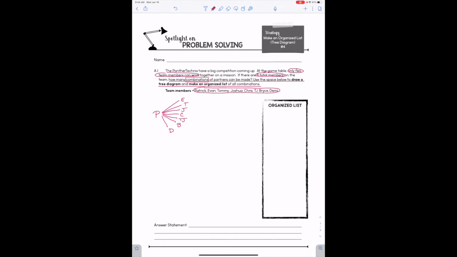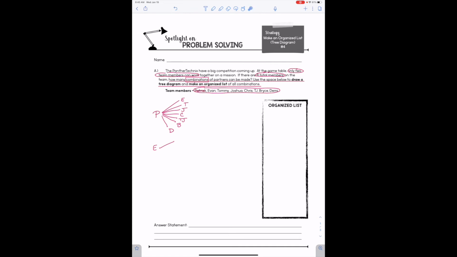Now, here's the thing though. Every single one of these combinations includes Patrick. So there is no other combination that I need to make with Patrick being involved. Because if I start here with Evan, and I go to make a branch and I put Patrick's name here, well, Evan and Patrick is the same as Patrick and Evan. So I don't need to include Patrick anymore. In fact, I've already included him in every combination possible with him. So now I've eliminated him.